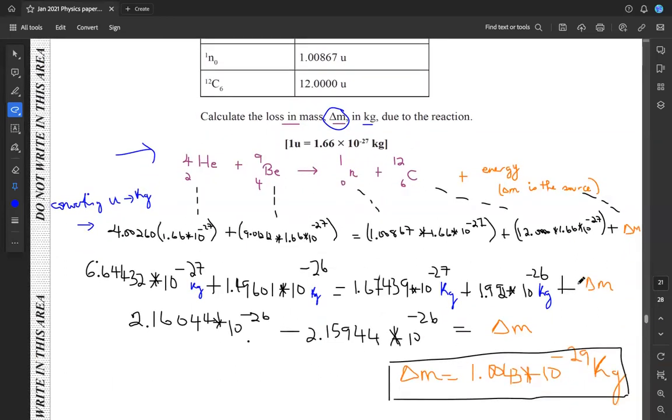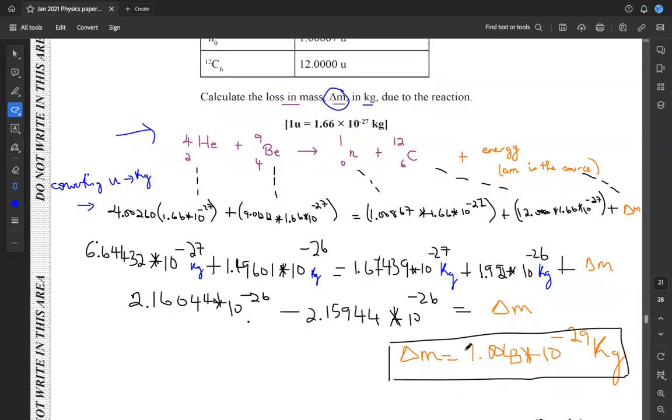And so at this point now, all we have to do is rearrange. So bring everything to one side and leave delta M on its own, because delta M is what we actually want. And so what I ended up doing then was subtracting all of this from all of this. And so that number came out to be our delta M, and that delta M ended up being 1.0043 times 10 to the negative 29 kilograms. Okay, so that's our delta M: 1.0043 times 10 to the negative 29 kilograms.